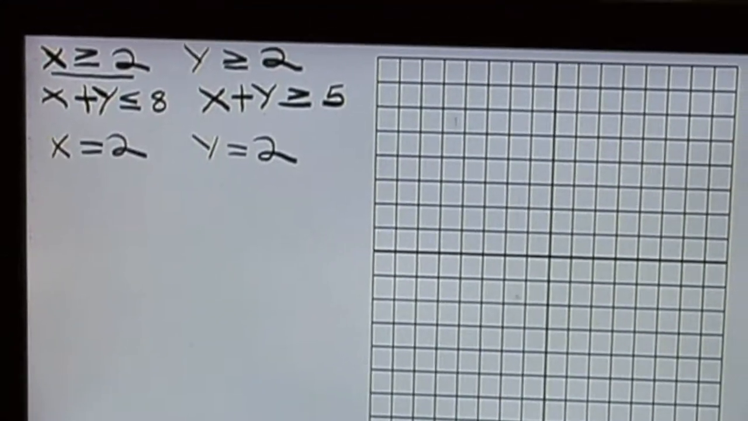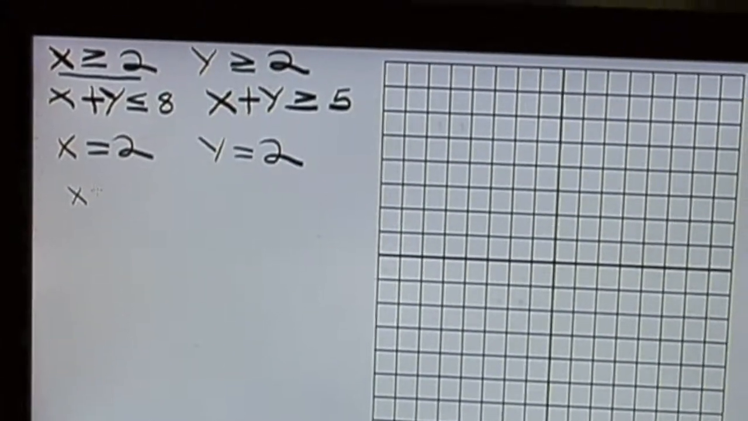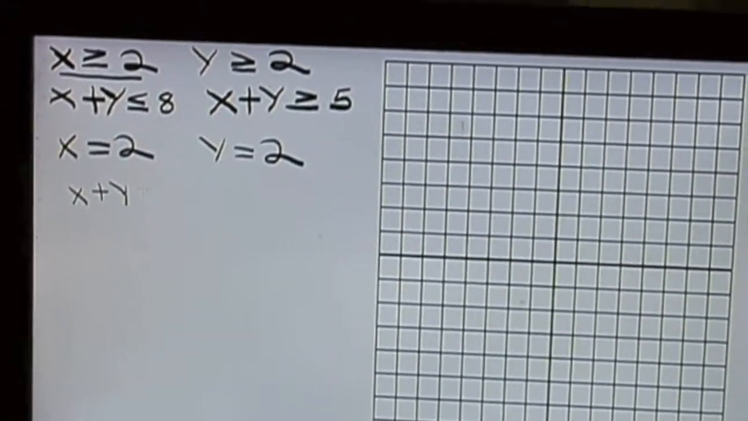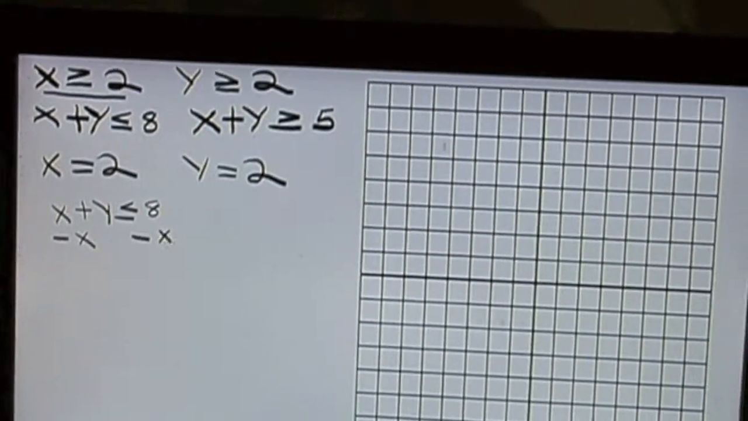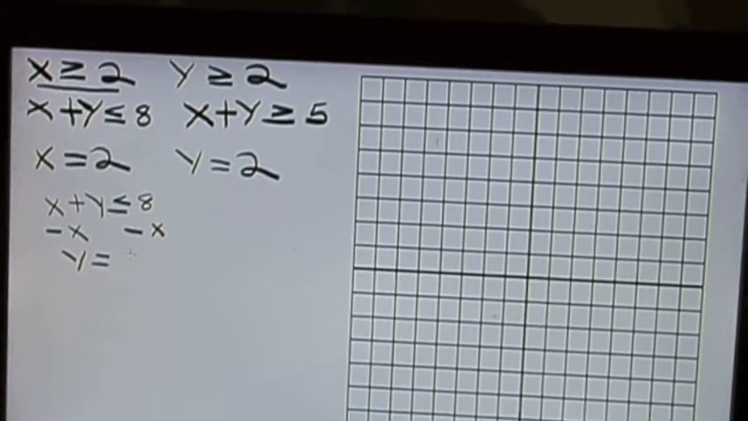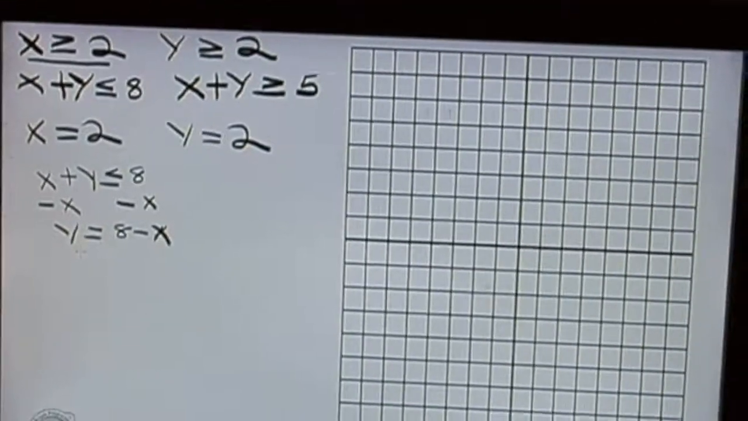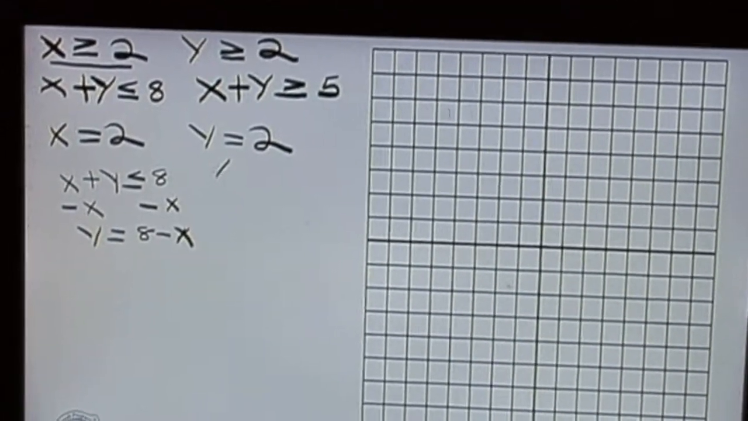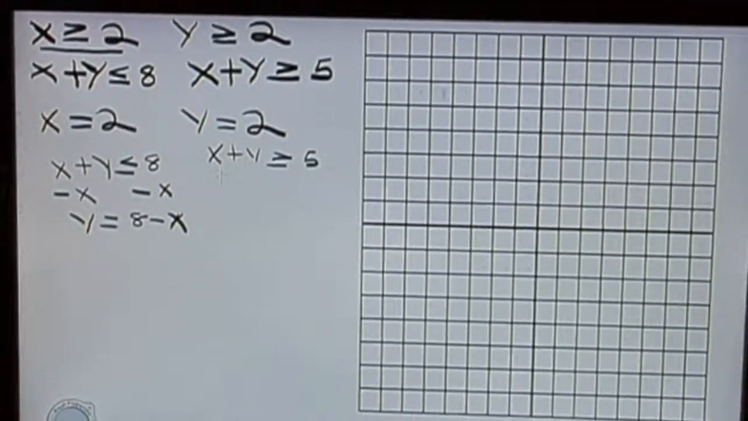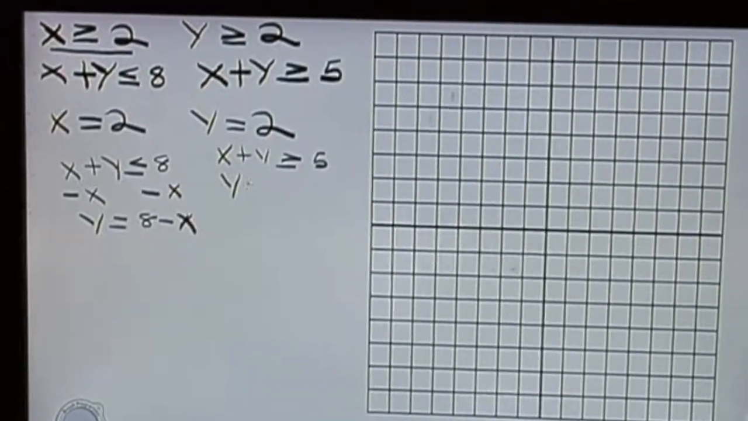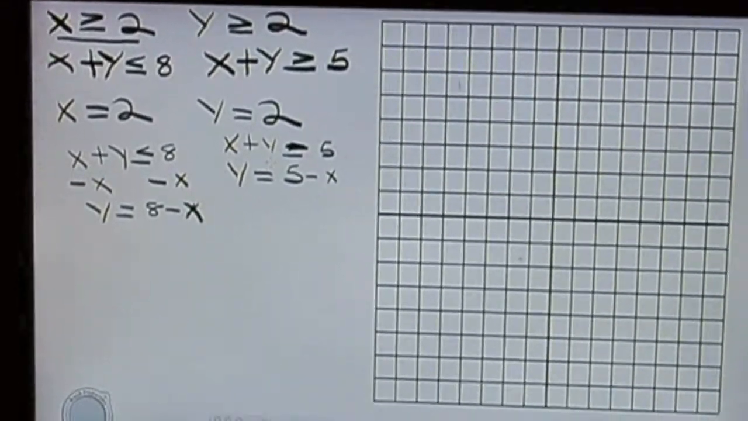Now for the last two, you're going to subtract x from both sides. You're going to end up with y equals 8 minus x. And then for the second one, you're going to end up with y equals 5 minus x. Again, you get that by subtracting x from both sides.